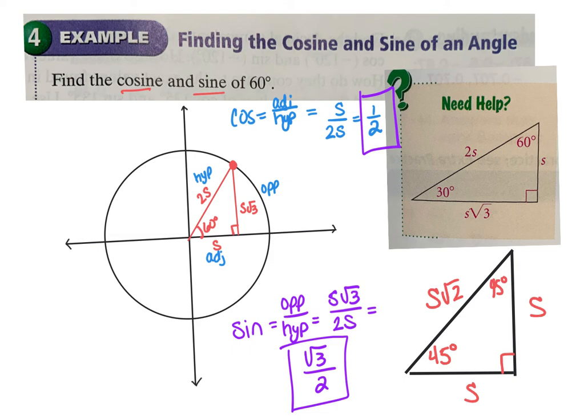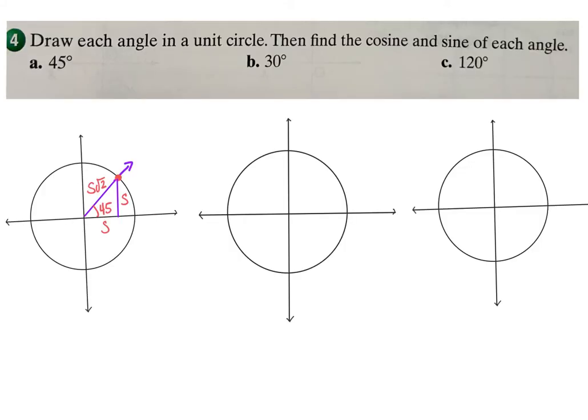And so we're just starting to build that a little bit with this. All right, so what I want you to do is A, B, and C. They want you to draw the angles, sketch them, and then find the cosine and sine. For right now, I want you to do A and B, and then we're going to talk about C. So for this first one, this is what it should have looked like. Your 45 should have been halfway in your first quadrant. Side, side, side square root of 2.